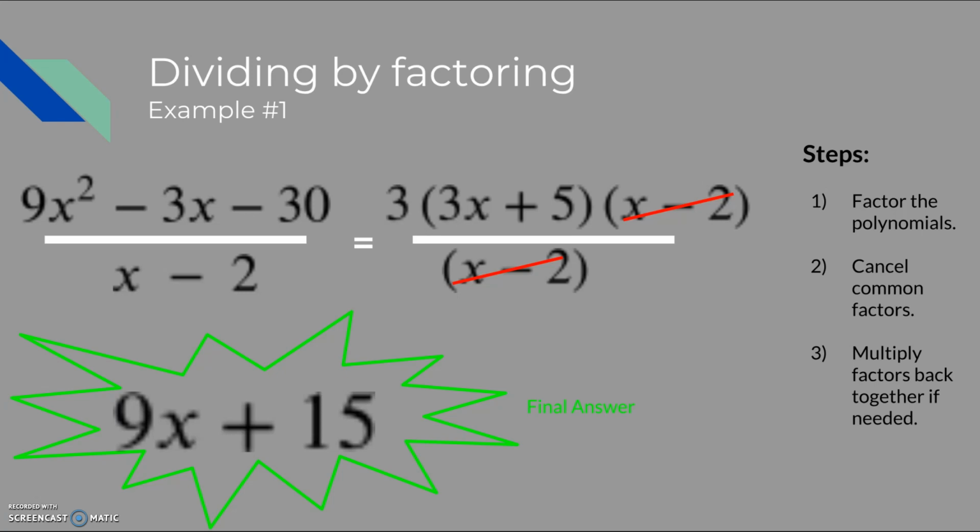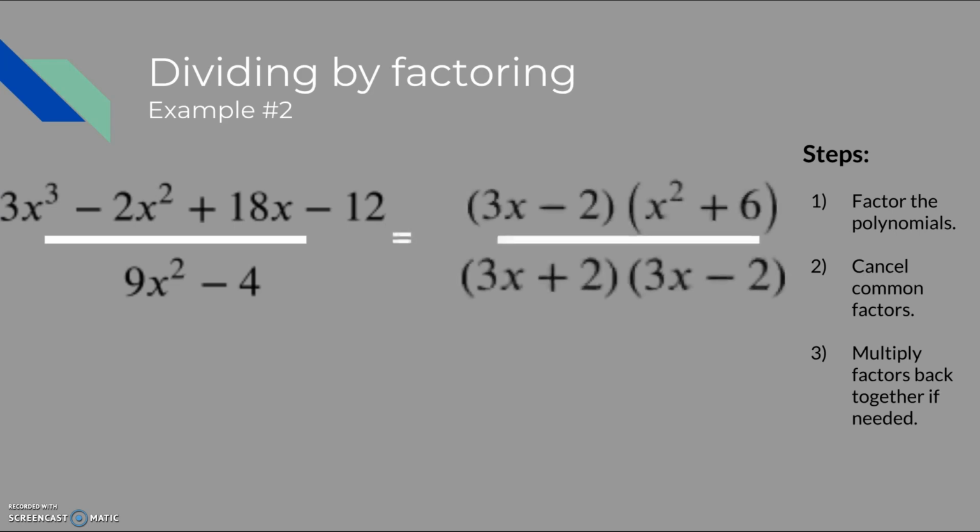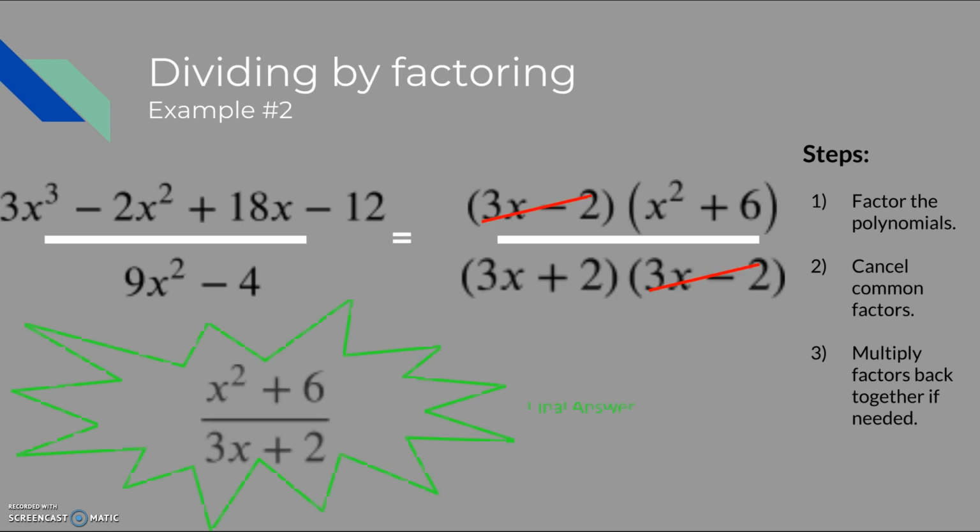Let's look at one more example. This one has 4 terms, so if I'm looking at my factoring flowchart, I'd factor by grouping. And the denominator is a difference of squares. Hopefully you recognize that. Go ahead and factor everything you can. And you'll once again notice that there's a common factor. The 3x minus 2 can cancel out. And my final answer in this case would be x squared plus 6 divided by 3x plus 2.